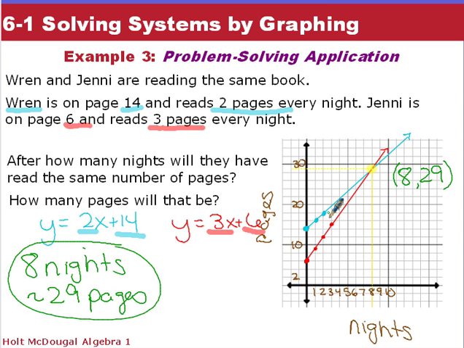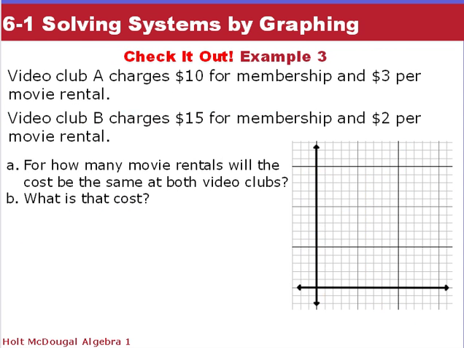For Jenni, we start at the y-intercept of 6. We go up 3 over 1. And they intersect up here, and that's going to be at 8 nights, about 29 pages. So here's your check it out. Write the two equations, graph them, and see where the two lines intersect for a solution.